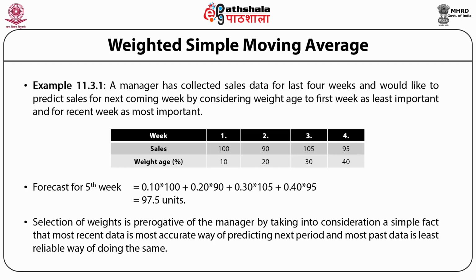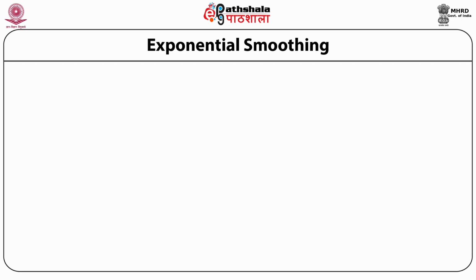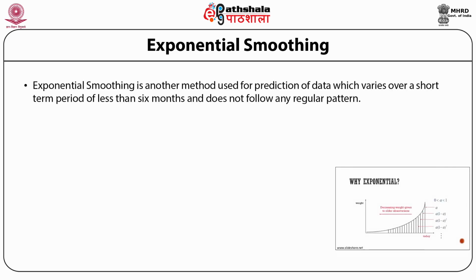Importantly, selection of weights is the prerogative of the manager by taking into consideration a very simple fact that most recent data is the most accurate way of predicting next period and most past data is the least reliable way of doing the same. The last method of forecasting technique that has been discussed in this chapter is exponential smoothing. Exponential smoothing is another method used for prediction of data which varies over a short-term period of less than 6 months and does not follow any regular pattern.